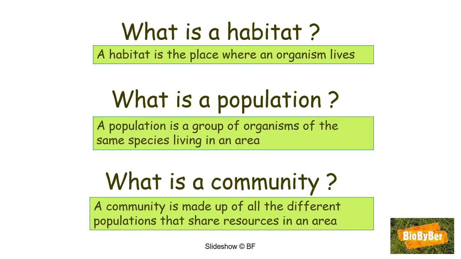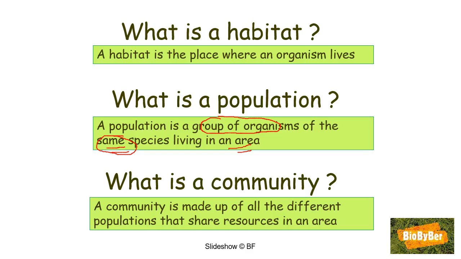What is a population? A population is a group of organisms. Now we need to be very careful here, of the same species living in an area. So you might have a population of rabbits living in the field. This would be a group of rabbits. They're all of the same species. They're living in the area called the field. So a population is a group of organisms of the same species.